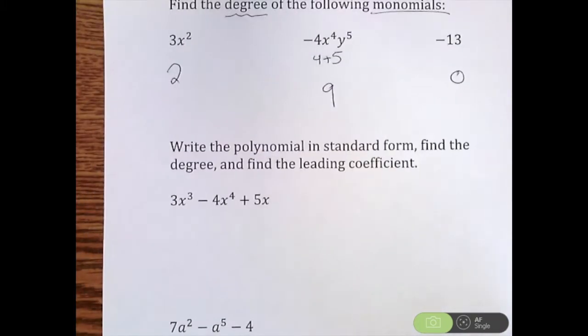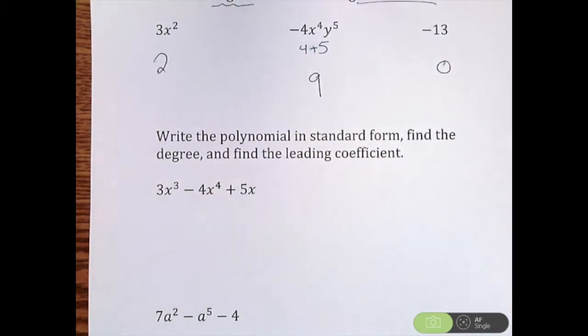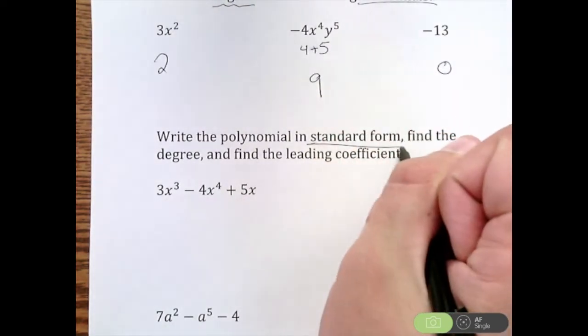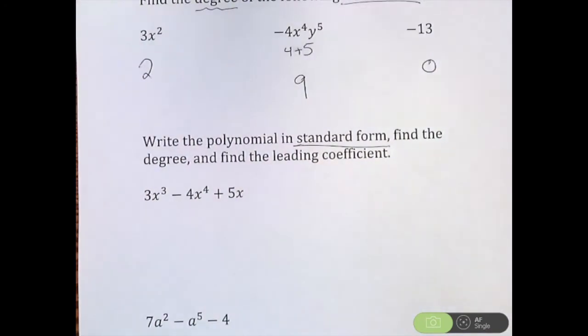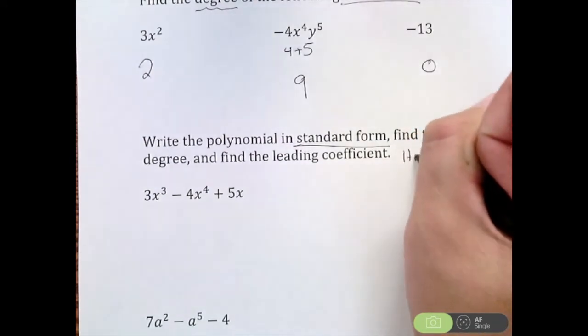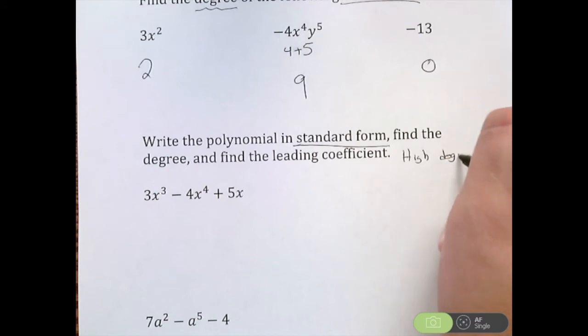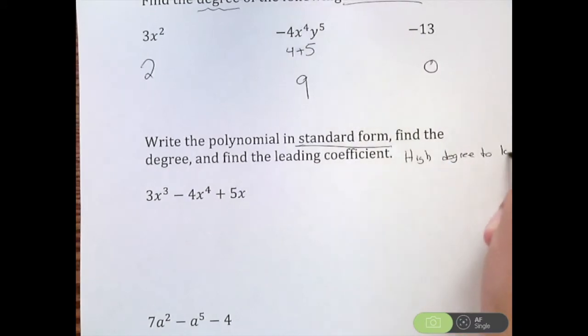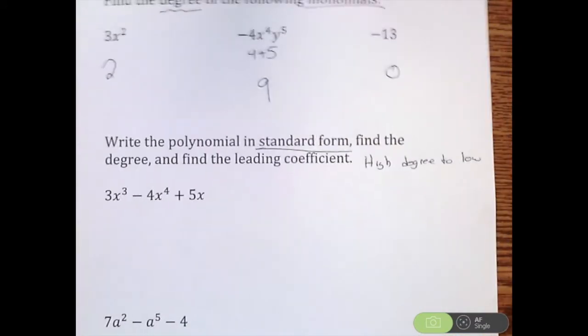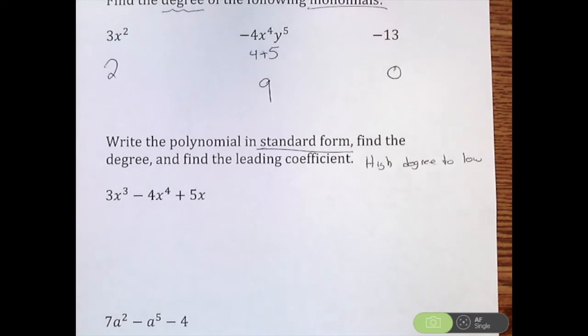So that kind of sets us up for our next problem here, and the bigger idea behind polynomials. So we're going to write the polynomial in standard form. We're going to find the degree and find the leading coefficient. So if we want standard form, what you need to do is go from highest degree to low. We're going to go from the highest degree to the lowest degree.